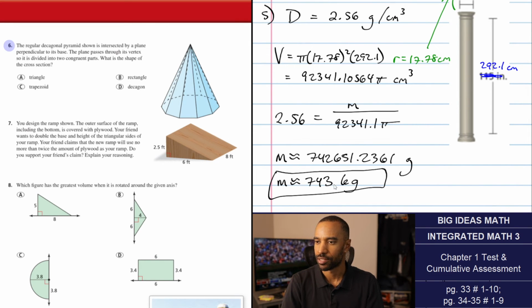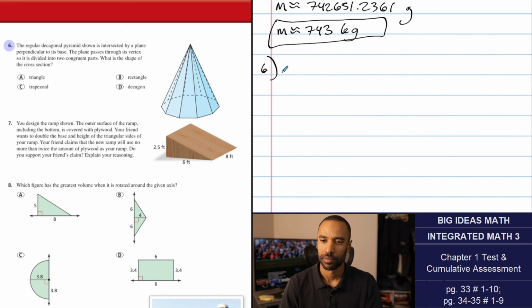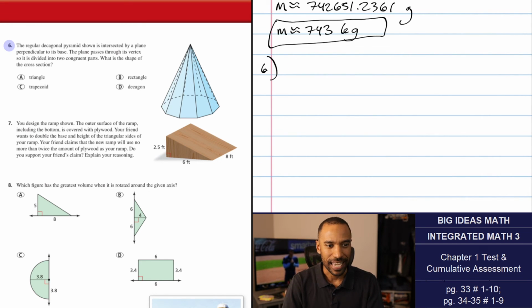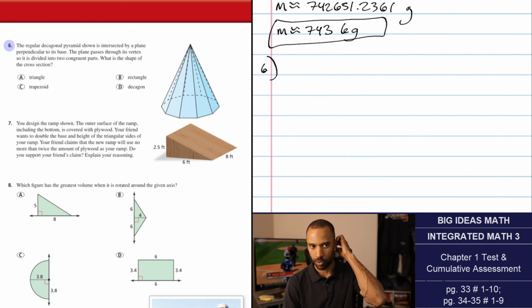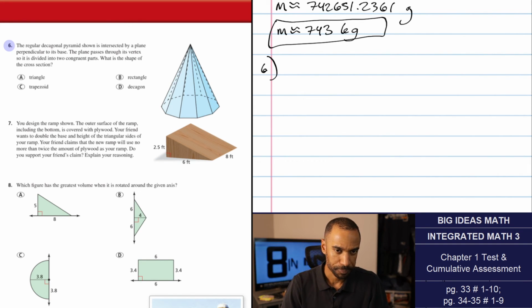Number 6. The rectangular decagonal pyramid shown is intersected by a plane perpendicular to its base. The plane passes through its vertex, so it's divided into 2 congruent parts. What's the shape of the cross section? It's going to be a triangle.